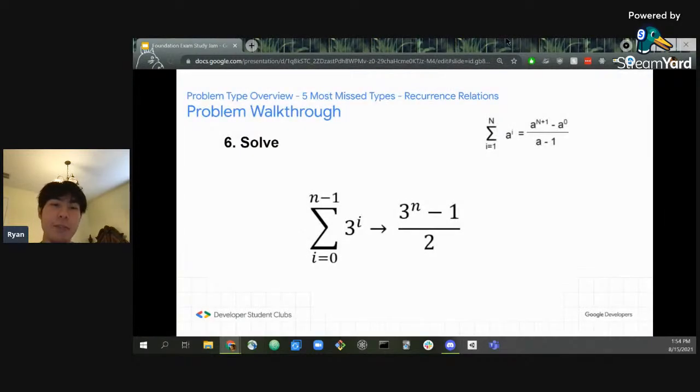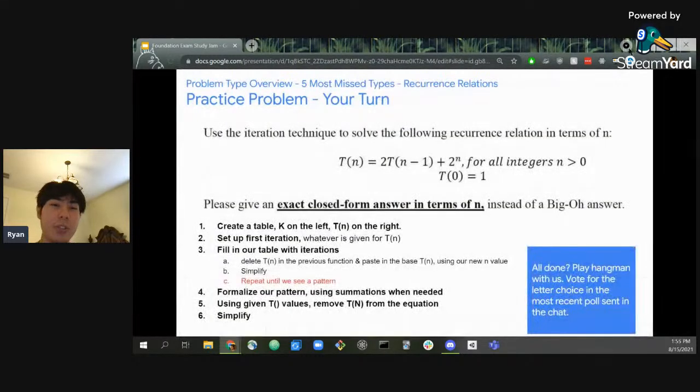From there, we have this easy summation. And using some of the summation rules mentioned earlier by Camilla, I'm able to figure out that the summation I posted in the top right is a really nice formula to simplify this summation down to some easy numbers. And with that, I get a final answer of 3 to the n minus 1 all over 2. And that's kind of it. That's how you resolve a recurrence relation.